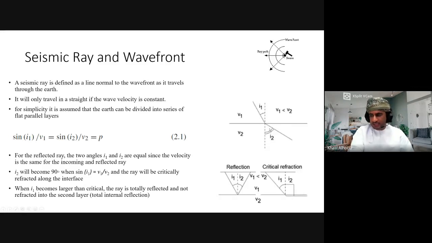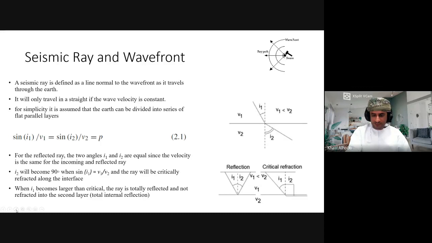So what happens if I keep increasing the angle, until there is some angle where the ray is actually traveling parallel to the interface? The refracted ray angle is 90 degrees. This is what we call critical refraction. And the principle of refraction methods depends on critically refracted rays. Critically refracted rays are rays whose angle of refraction is 90 degrees from the normal. So this angle is 90 degrees.